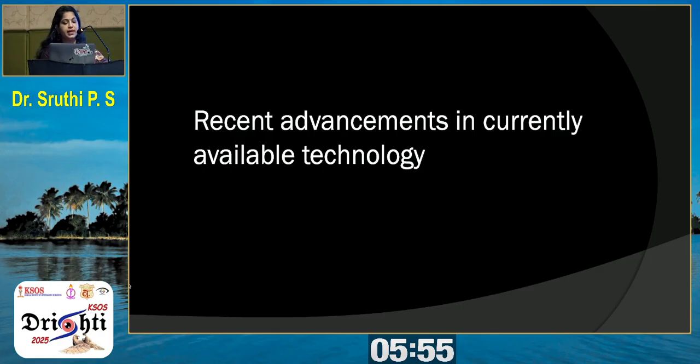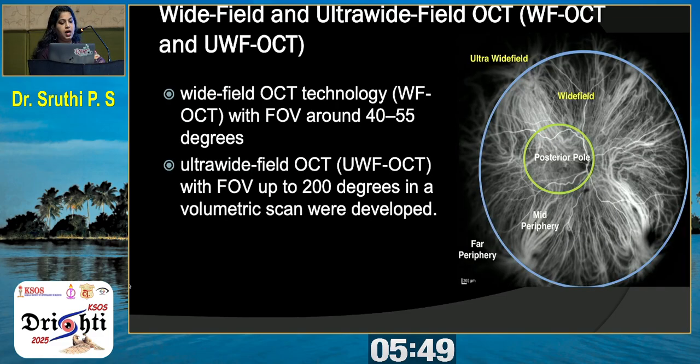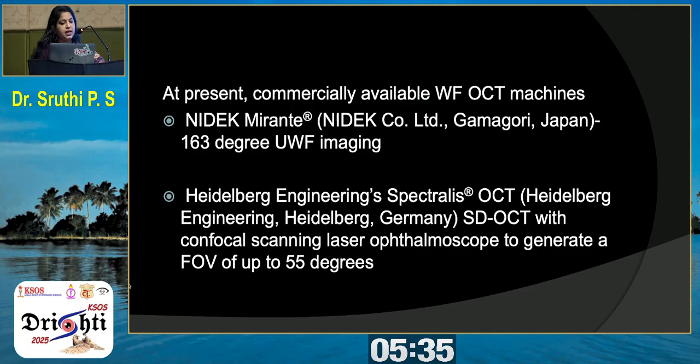Coming to the recent advances in currently available technology, we now have wide field and ultra wide field OCT. Wide field OCT gives an FOV of around 40 to 55 degrees, and ultra wide field is an FOV of around 200 degrees. The presently commercially available wide field OCT machines include the Nidek machine, which can get up to 160 to 163 degrees of ultra wide field imaging.